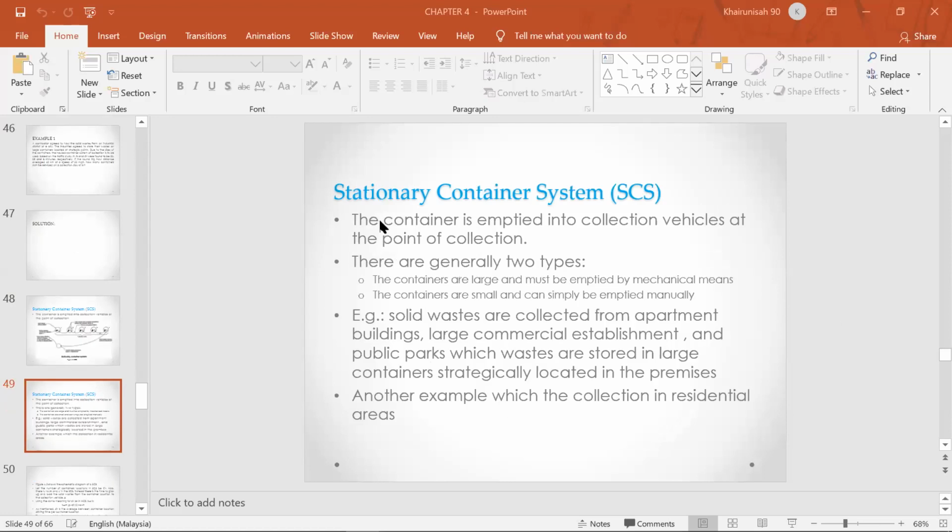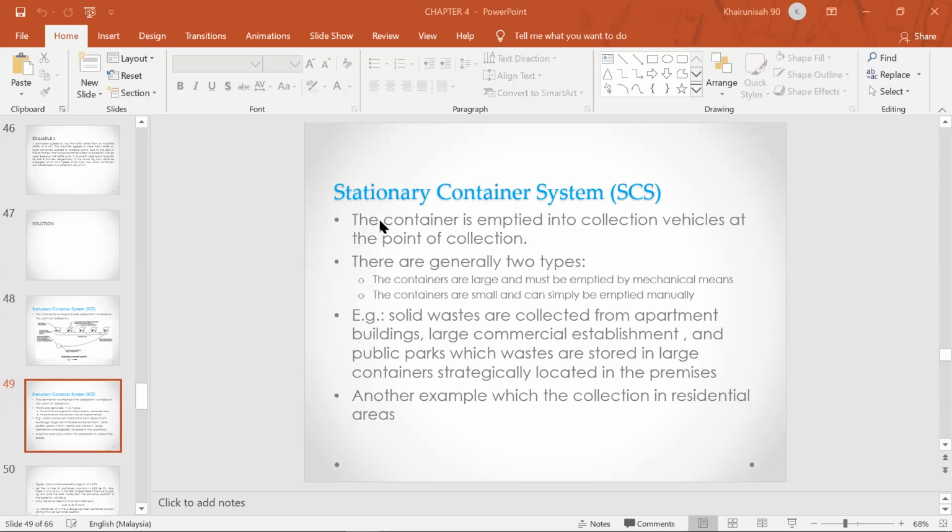Based on this SCS, the container is emptied into collection vehicles at the point of collection, and there are generally two types. First, the containers are large and must be emptied by mechanical means, which has wheeled residential pickup and commercial pickup. Next, the containers are small and can simply be emptied manually, which is done by a handyperson. An example for this SCS is solid waste collected from apartment buildings, large commercial establishments, and public parks, where waste is stored in large containers strategically located on the premises. Another example is collection in residential areas. So this applies to SCS.